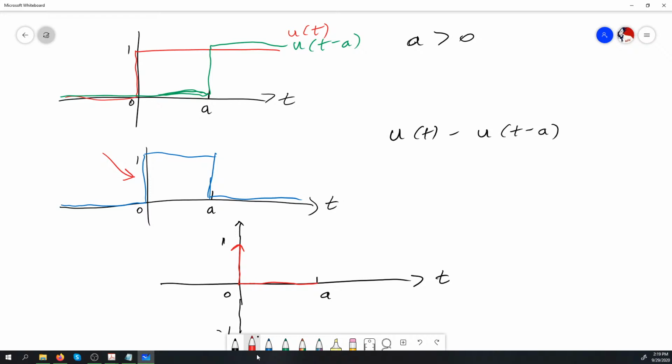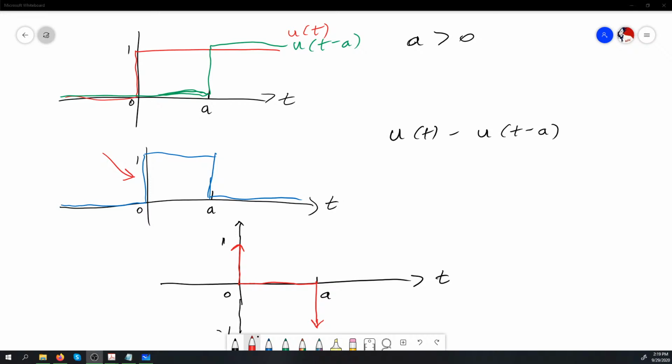And if we differentiate a constant, we basically get a value of 0. At a, on the other hand, we have a change from 1 to 0. And if we do the differential for this, this is going to be a negative impulse here, with a magnitude of minus 1, representing this change from 1 to 0. And that gives us the differential for the question.